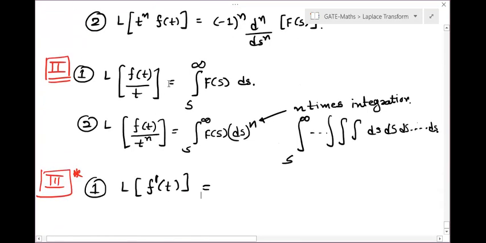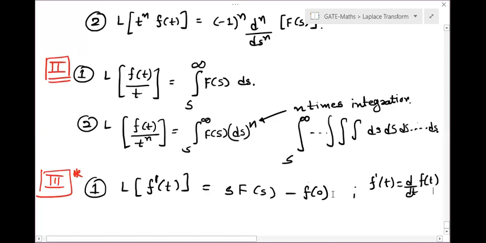Here, when we are differentiating inside, outside we are going to multiply with s. So that will become s into F of s minus f of 0. And here f of 0 is small f, mind well. This is your capital F, this is small f. So it is s F of s minus f of 0, one point extra, that is your small f of 0. Is it clear? F dash t is what? Your f dash t is nothing but d by dt of f of t.